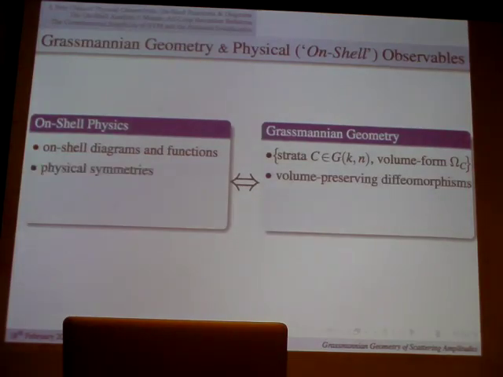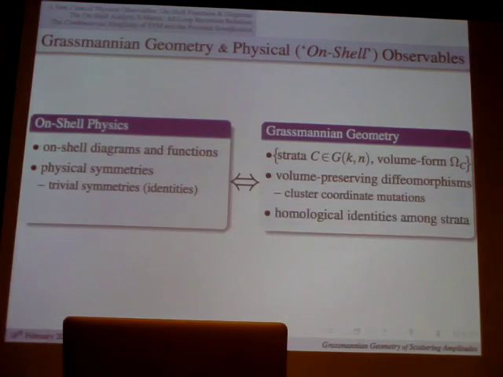If you study the volume-preserving diffeomorphisms, you learn about physical symmetries. You could have discovered the Yangian, if you didn't know about it, from this. This is also interesting on the mathematics side. And it provides a geometric understanding for very interesting physical relations among observables.